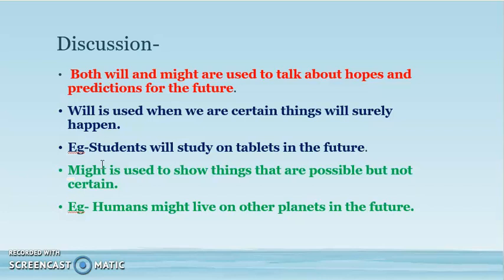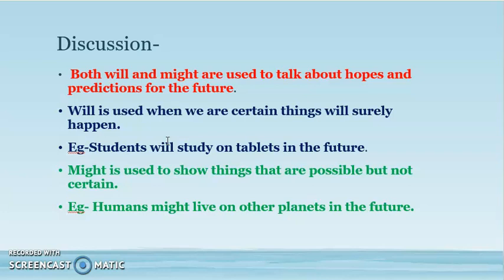Or you could write, humans might take tours to other planets. We're already planning, okay, to visit the moon. There are people who have already booked their tickets, so it could be possible, right? Okay, or you could write, robots might do our homework in the future. So that's up to you, whatever you want to write. Just remember that when you use will, it is something that will surely happen, and when you use might, it is something that could happen in the future.